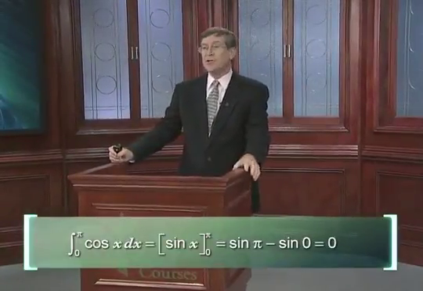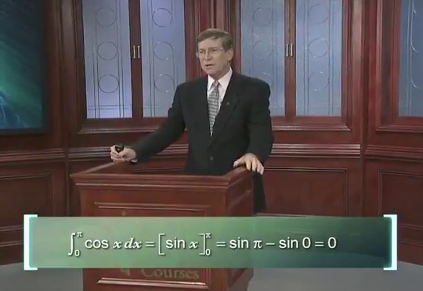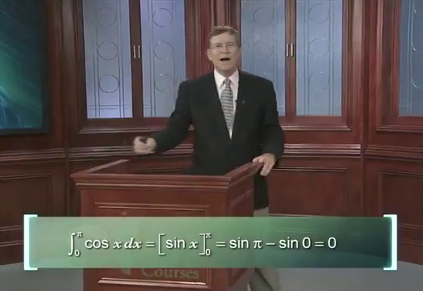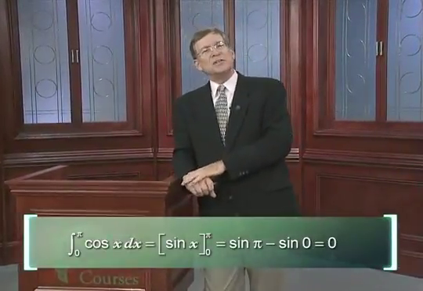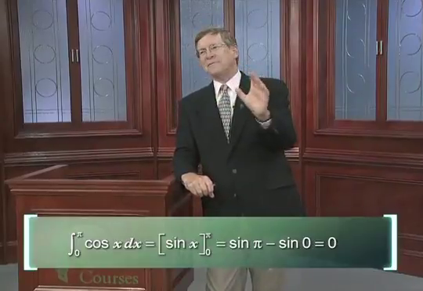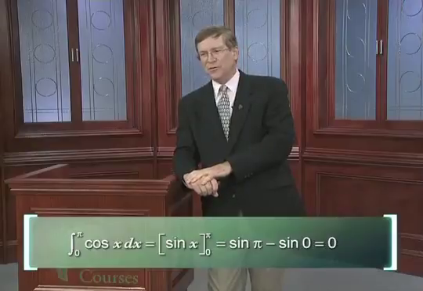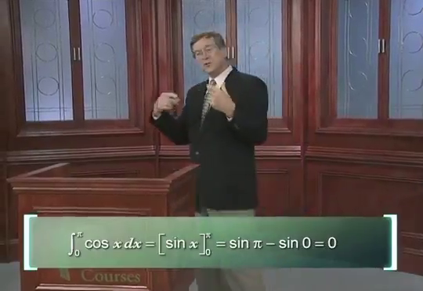That's kind of curious. The definite integral of the cosine function between 0 and pi turns out to be 0. I invite you to graph the cosine function on the interval 0, pi, and you'll convince yourself why the answer should be 0. Good. How about a little harder problem?